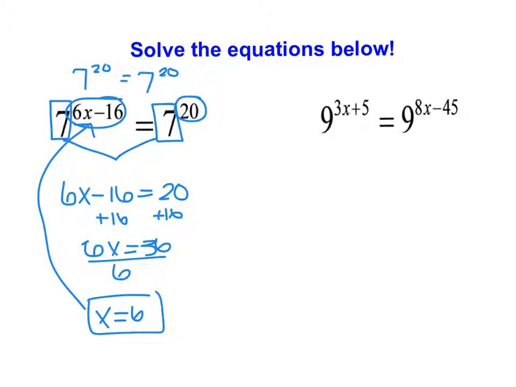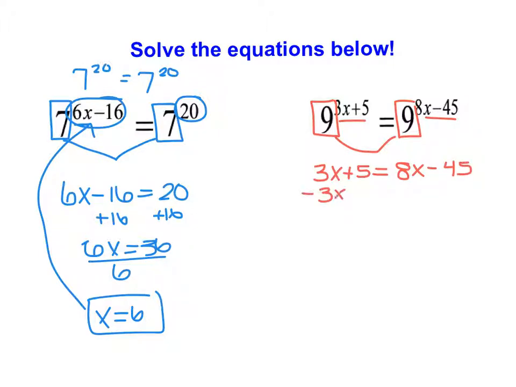Then if I look at this next side over here, I notice that I have multiple x values, but what I do have in common is they both have the same base. So while I don't know what that exponent is actually equal to, since they have the same base, I know that they have to have the same exponent regardless of what that exponent value is. So I can take both exponents and set them equal. So I have 3x plus 5 is equal to 8x minus 45.